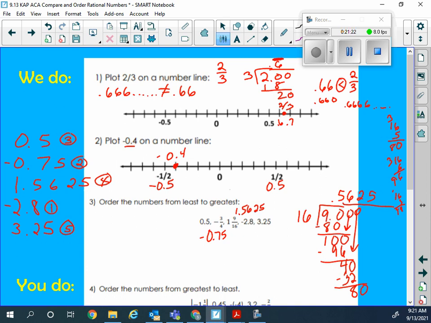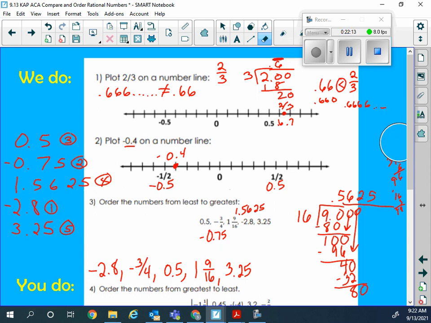Okay, so now we need to write them in order and make sure we put them back in their original form. So first was negative 2.8, and I'm looking at the list, it was negative 2.8, so I don't have to do anything to it. Negative 2.8. And second was negative 0.75. It was negative 3/4. Okay? And then what? What was third? 0.5, which was already 0.5. What was fourth? 1.5625. That's right, I have to put it back. 1 9/16. And then 3.25.